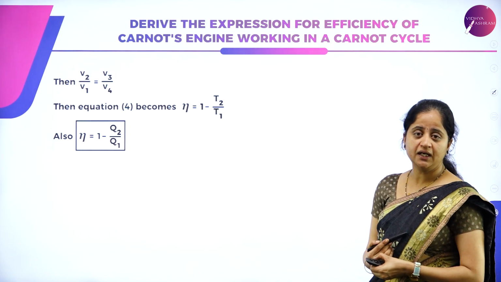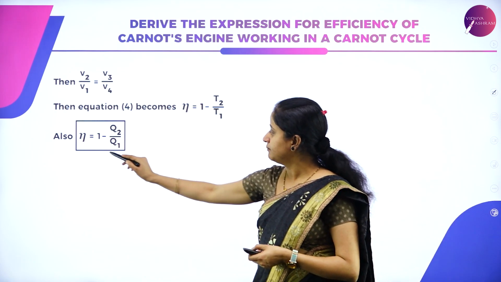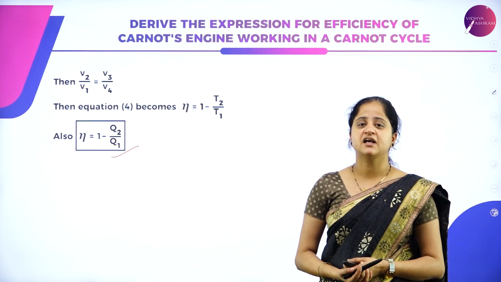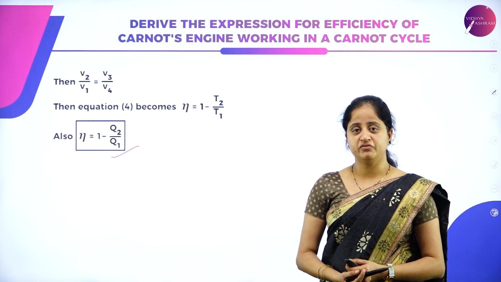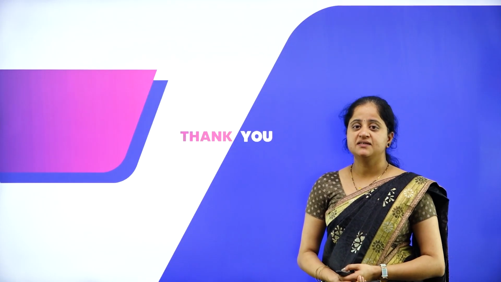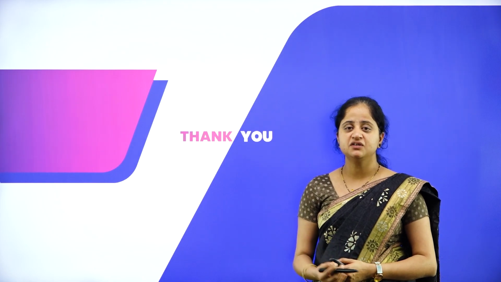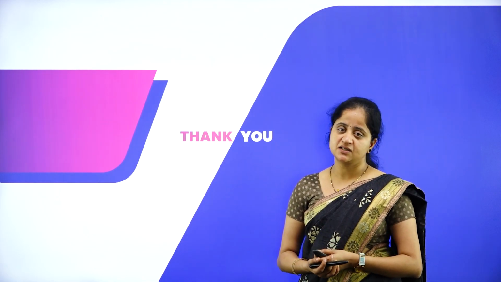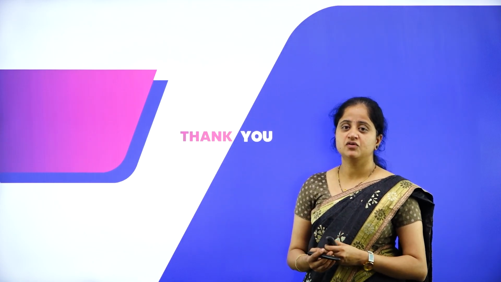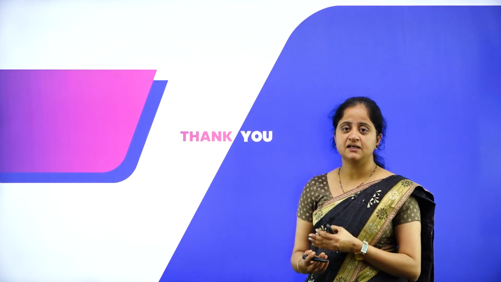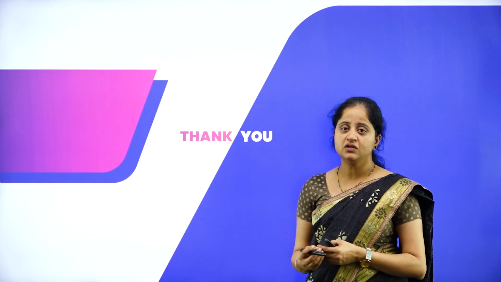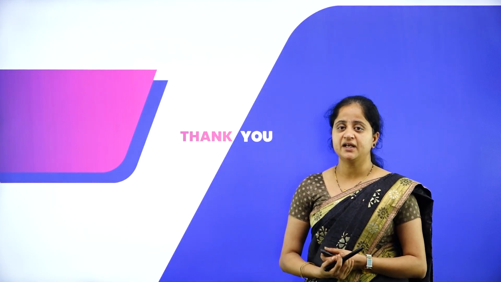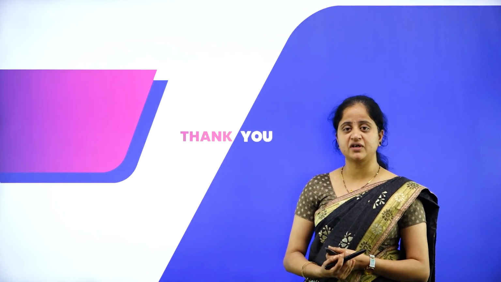In terms of heat, also we can represent this by eta is equal to 1 minus Q2 divided by Q1, is the expression for efficiency of Carnot heat engine. So in today's session, we have learnt about the expression for work done in adiabatic process, the differences between adiabatic and isothermal process, and also we came to know what is a reversible process or an irreversible process, and also about Carnot heat engine, Carnot cycle, and we have even derived the expression for efficiency of Carnot cycle.